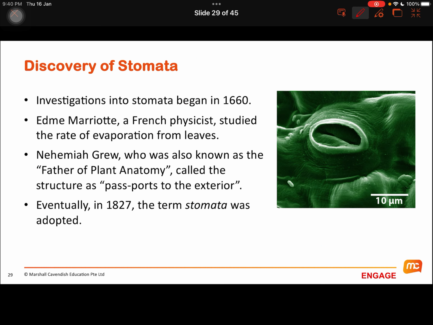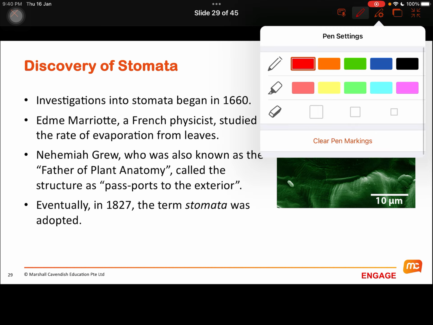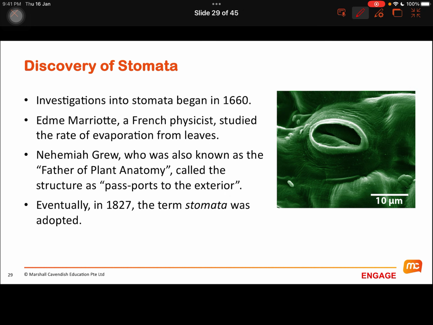A little history about stomata. It was discovered by this French physicist who was studying the rate of evaporation from leaves. How does that link to what we are learning now in biology? Let's take a look. As mentioned in class previously, which type of gas enters the stomata? You're right, CO2, because it is needed for photosynthesis. And which gas leaves the stomata? Oxygen, because that is the byproduct, alright, of photosynthesis. So it's released in photosynthesis.